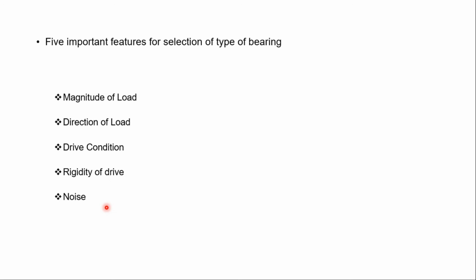If your component is working at very high speed, then the journal bearing will be more beneficial, because we can lubricate between the journal and bearing, so that will reduce the noise. But these bearings can be quietly used at low to moderate speeds if we are talking about noise. So these are the important features that are responsible for selection of which kind of bearing should be used in our application. So that's it for today's lecture.